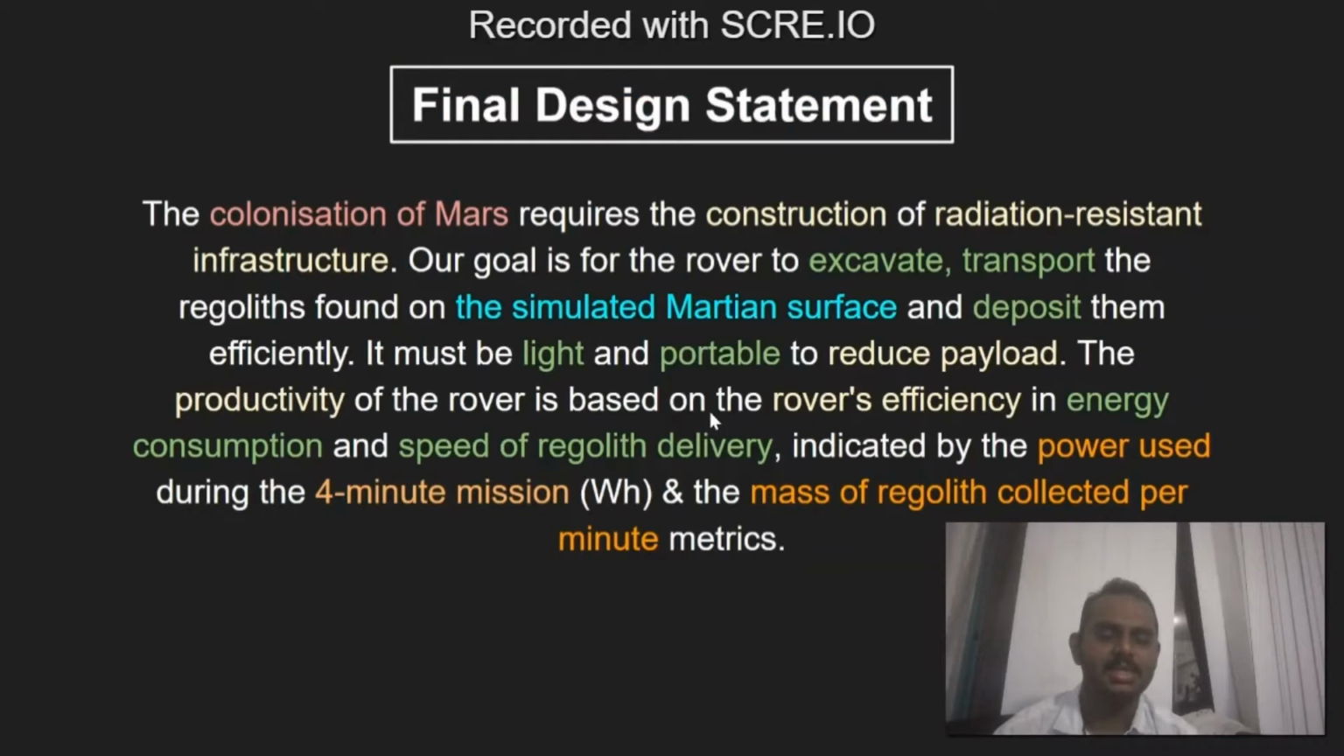And so the final design statement basically summarizes all of these aspects of excavating, transporting regolith on the simulated Martian surface and depositing them fairly efficiently, must be light and portable to reduce payloads, and this would be indicated using the power consumed within the former session using watts per hour, and the mass of the regolith collected per minute metrics, which basically gives us an indication of the productivity of our design, and hence we can clearly say that this is the problem that we are trying to solve.